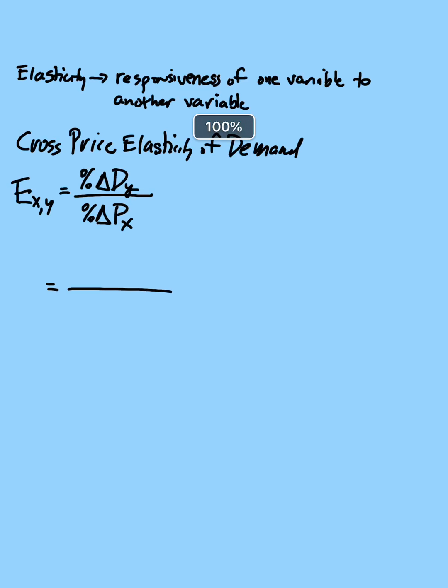Let's say the price of one good increases, and so its percent change would be a positive number. And that leads to people wanting to purchase more of another good, so demand of good Y increases. Then we would have a case where the cross-price elasticity is a positive number, and it uses X sub Y.